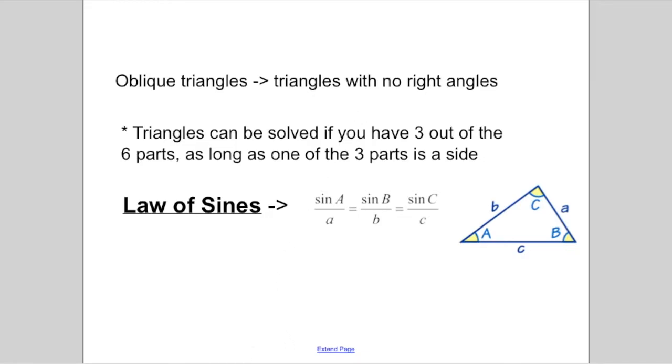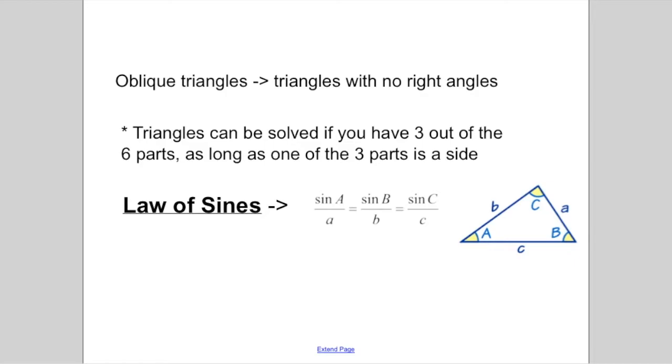So far, in order to use our trig functions, we've had to have a right triangle in order to use sine, cosine, tangent. Now we're going to learn how to use what is called law of sines, which is involved when you do not have a right triangle. So we're going to look at oblique triangles today.